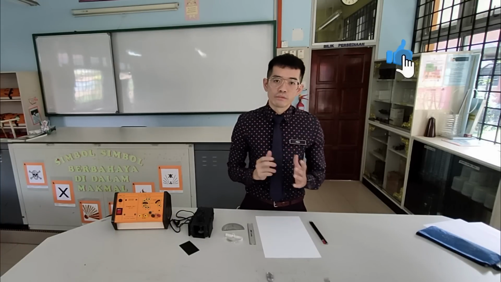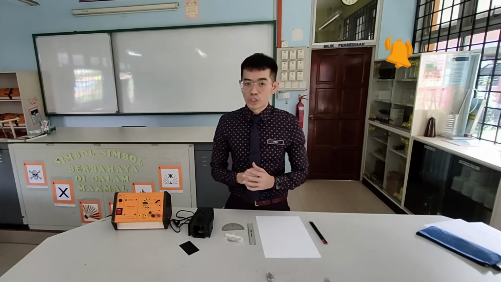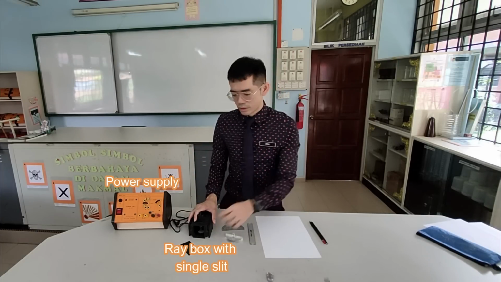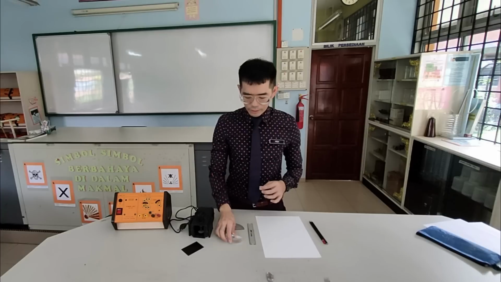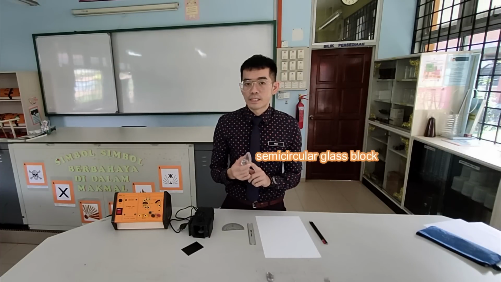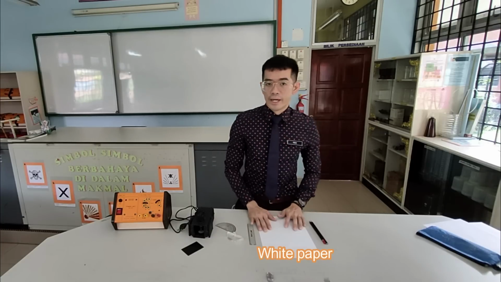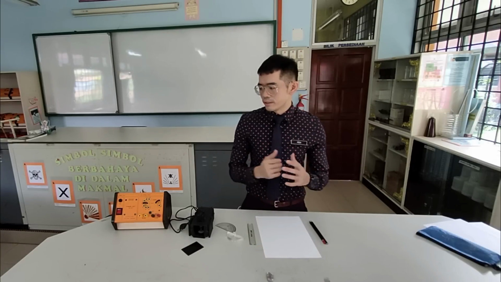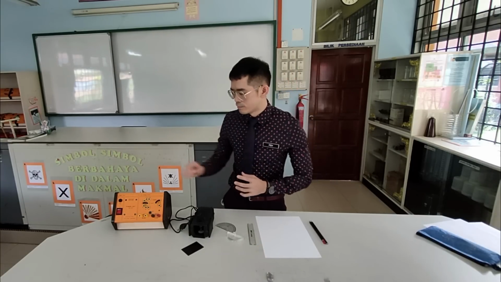In this experiment, firstly you have to make sure that the apparatus you receive is the same as the candidate checklist. There will be a power supply, ray box, together with a single slit, and we have the semicircular glass block, protractor, ruler, and a piece of white paper. So again, you may check your apparatus to make sure that all of them are functioning well.